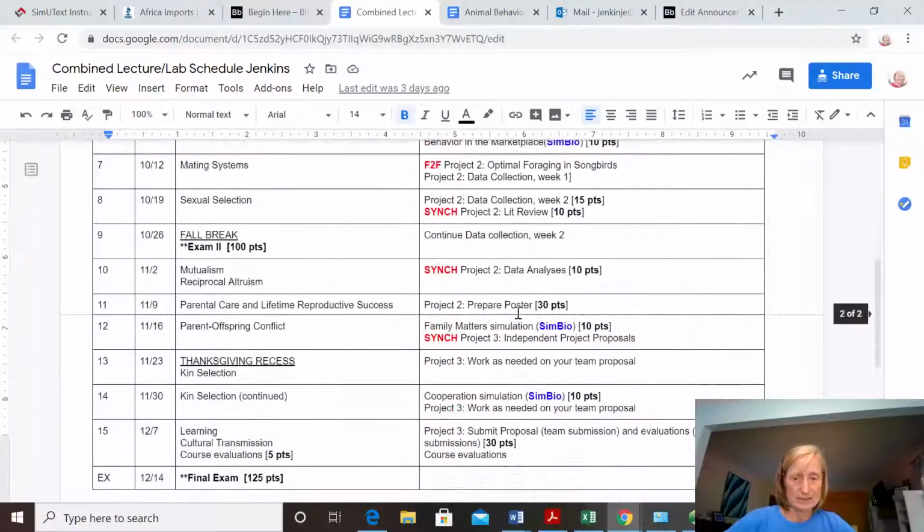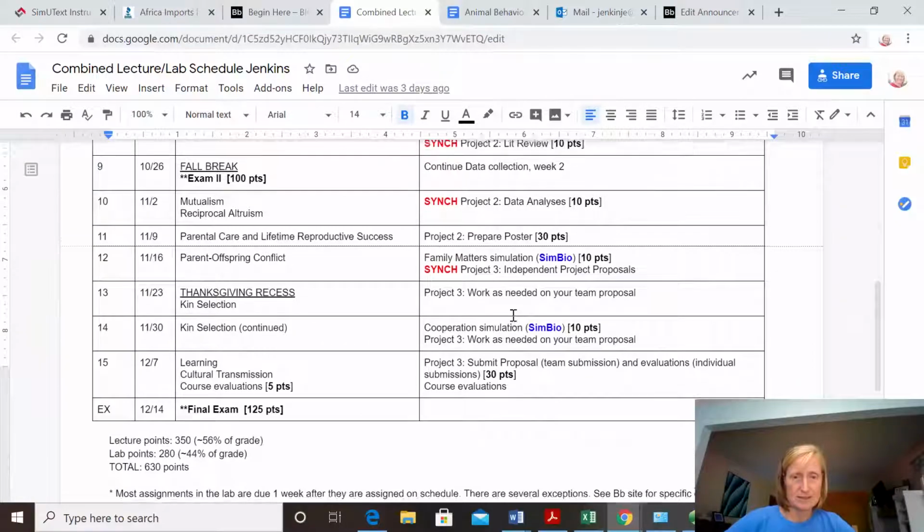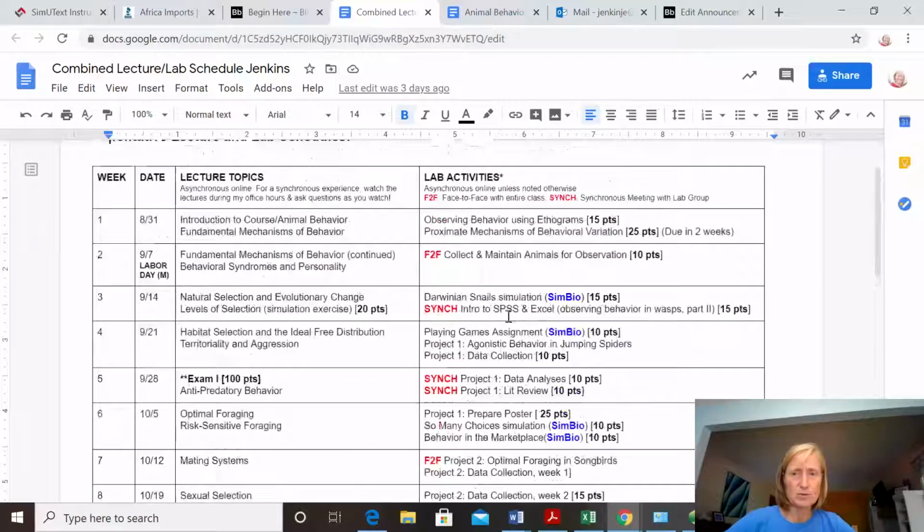One thing to note about these projects, well, I think we're good. You can just take a look at what's happening each week. And that's what this schedule is all about. Thanks. I think that's everything.